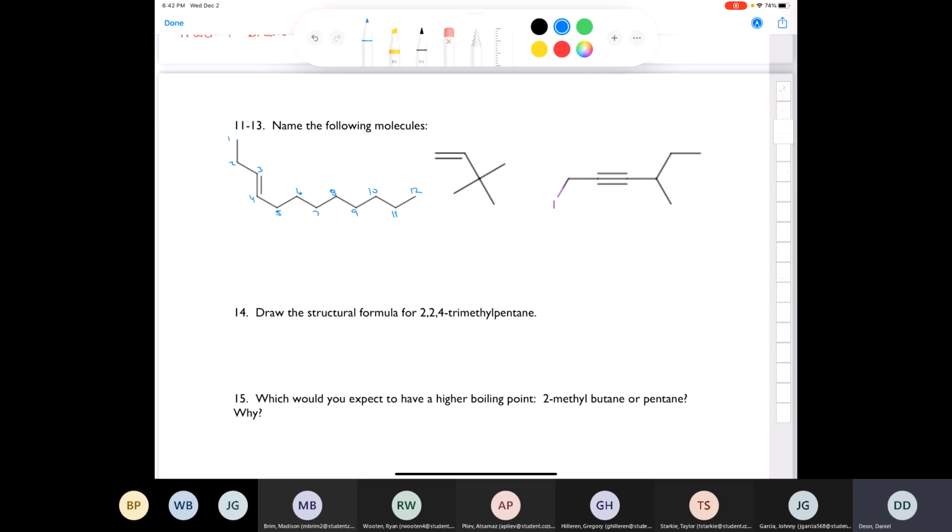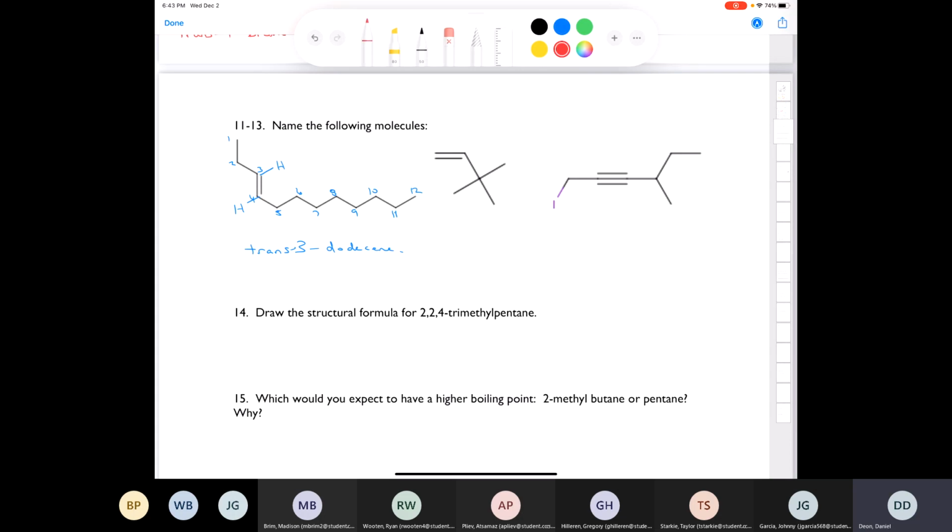So this would be a 3-dodecene. And then what's the geometry here? It's trans, right? Because the 2 hydrogens are trans. So this is trans-3-dodecene.